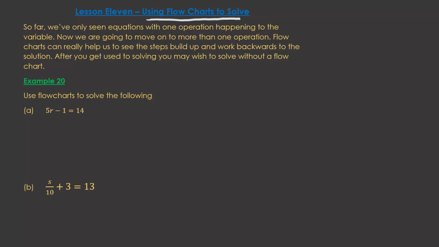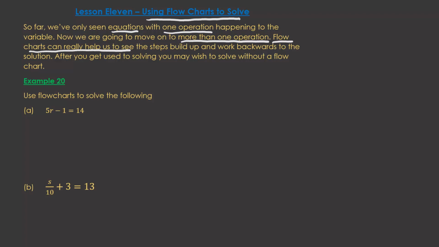Using flowcharts to solve equations. So far, we've only seen equations with one operation happening to the variable. I think we did have one example that had two. Now we're going to move on to more than one operation.